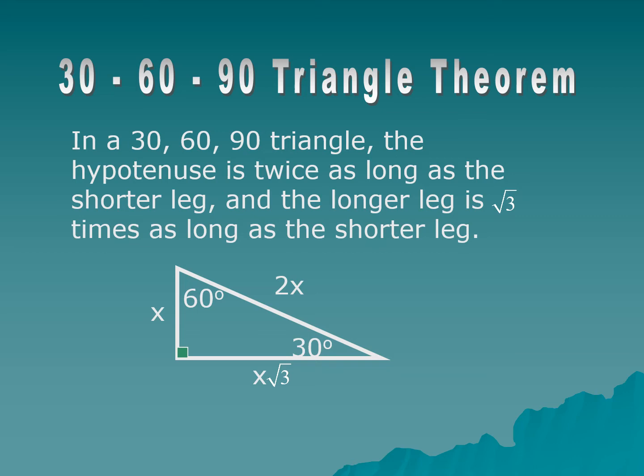And the longer leg is square root of 3 times as long as the shorter leg. So look at the picture. Notice that the short leg is labeled x. It is always going to be half the length of the hypotenuse. That's why the hypotenuse has 2x. And then the longer leg is always the same as the short leg, but with the square root of 3 next to it.